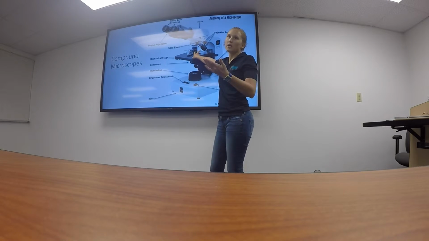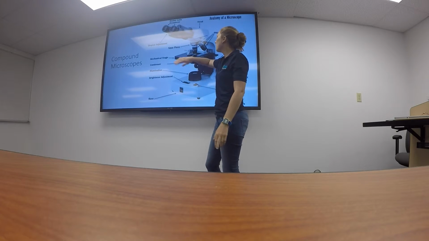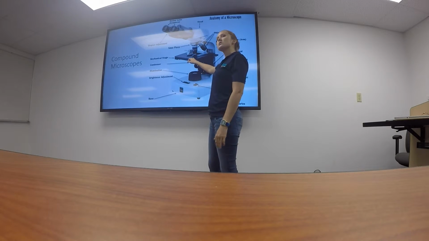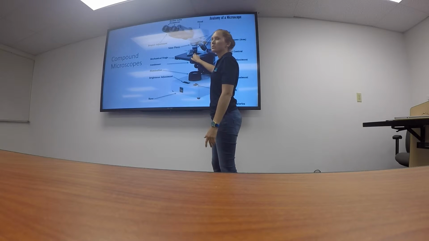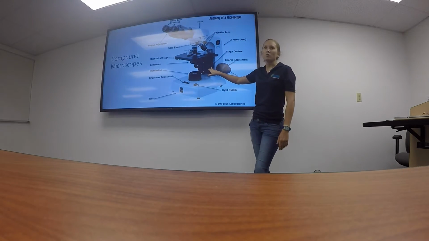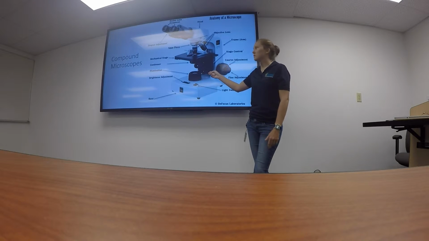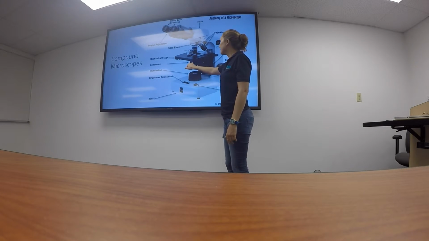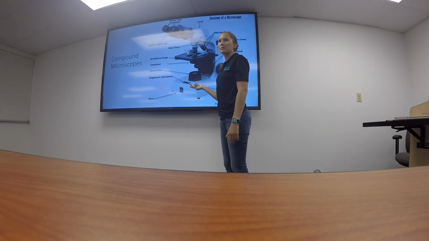This is where we get our 10x or 40x, etc. Our stage, or mechanical stage, is what is able to move up and down to move it closer to our objective lenses. This also has stage control, so you can move it back and forth, left to right.